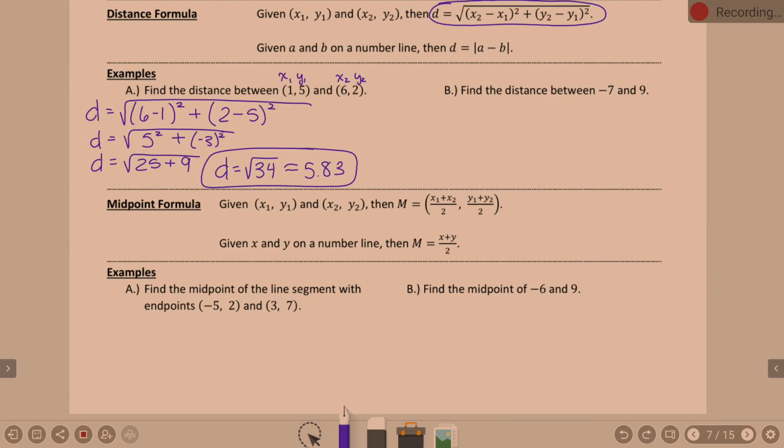Okay. You're smart. You just don't give yourself enough credit. We're okay with the distance formula as long as we don't make silly mistakes, yes?